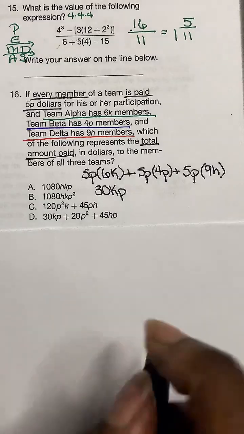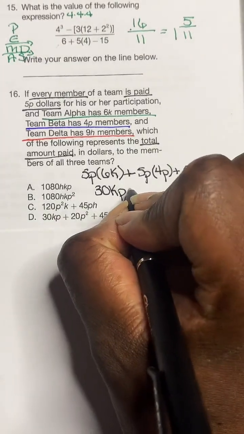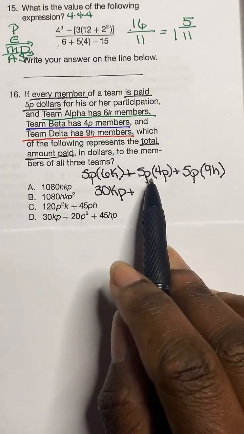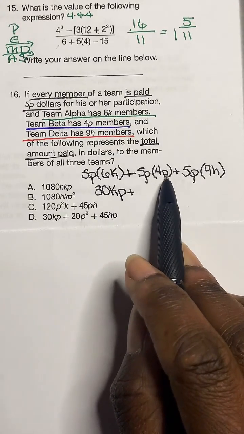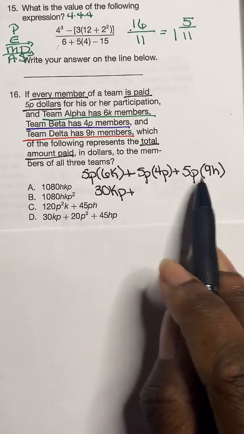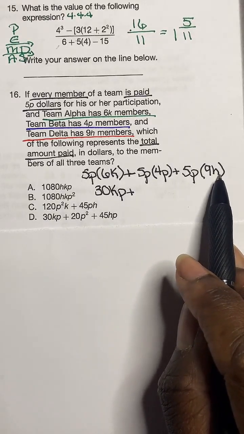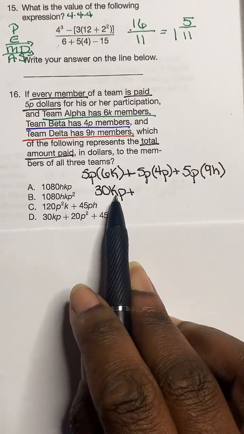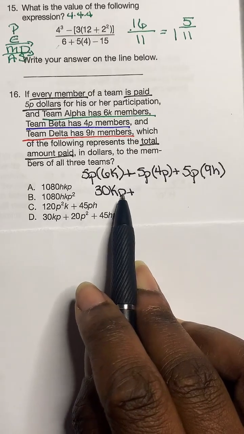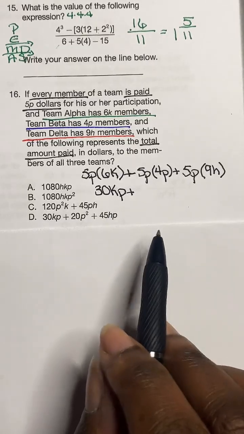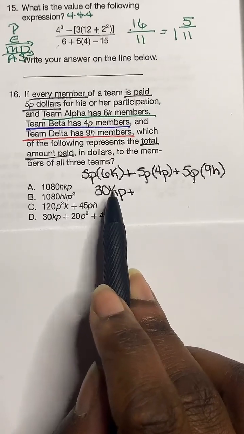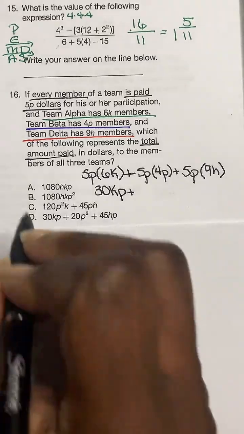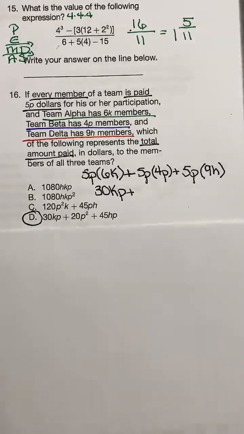So now, plus, I'm taking a look here. This is going to have two p's, so that's going to be p squared. This one has a p and an h, so none of these I'm going to be able to combine because they do not have the same variables. They're not like terms. So that means I only have 30kp. So once I get to this, my answer should be D.